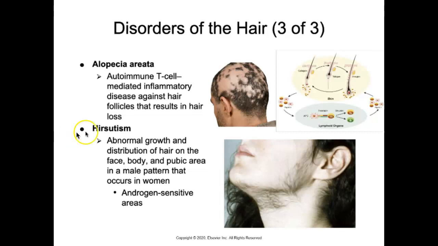Our next disorder is hirsutism, and this is an abnormal growth and disruption of the hair of the face, body, and pubic area in a male pattern that is going to occur in women. And we also even see some frontotemporal hair recession with this disorder. It may be due to them secreting hormones associated with things like polycystic ovarian syndrome, adrenal hyperplasia, or adrenal tumors that then cause hair growth in these androgen-sensitive areas.